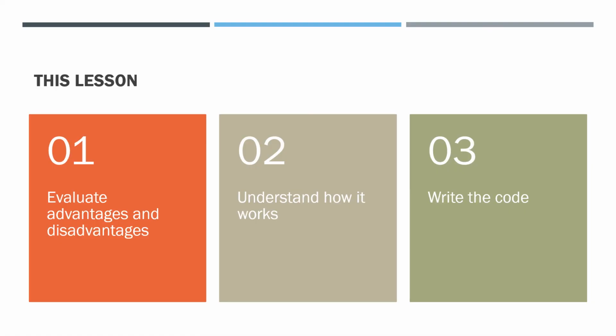So in this lesson, we've evaluated very briefly the advantages and disadvantages of the binary search. The advantage is that it runs much more quickly than the linear search. The disadvantage is that it only works on a sorted list. You should understand how it works by repeatedly dividing the list until we're down to a single item, and you should be able to write code to make that happen.